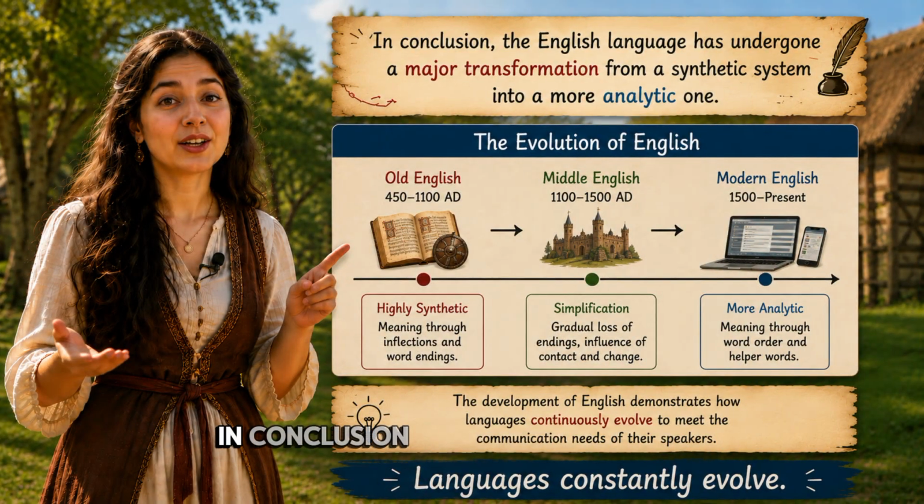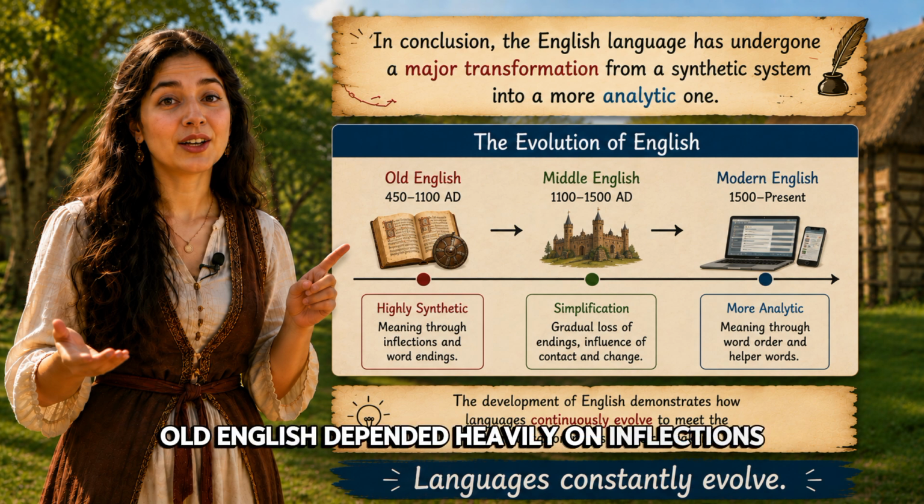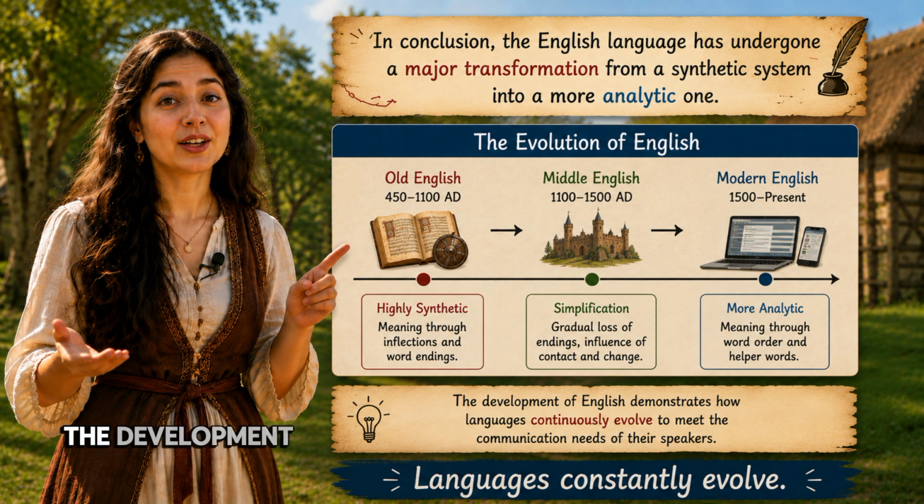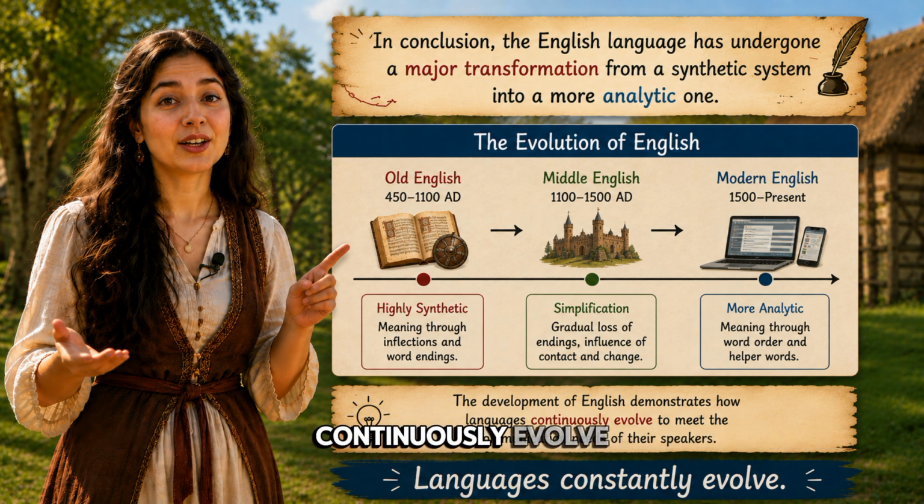In conclusion, the English language has undergone a major transformation from a synthetic system into a more analytic one. Old English depended heavily on inflections, while modern English relies more on word order and helper words. This shift was influenced by historical contact, social interaction, and gradual linguistic simplification. The development of English demonstrates how languages continuously evolve to meet the communication needs of their speakers.